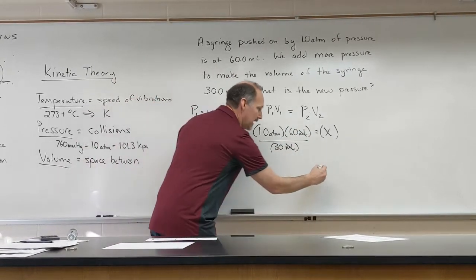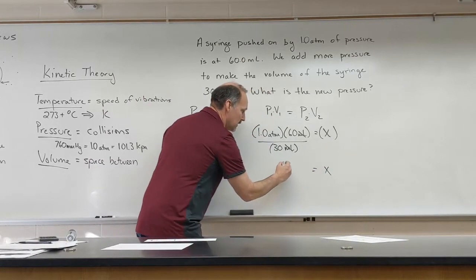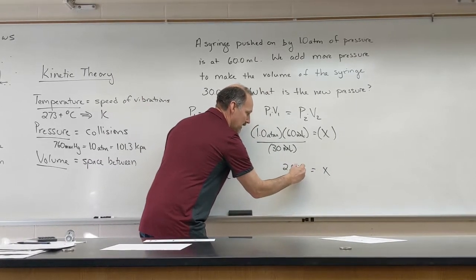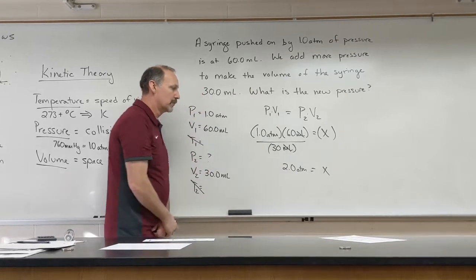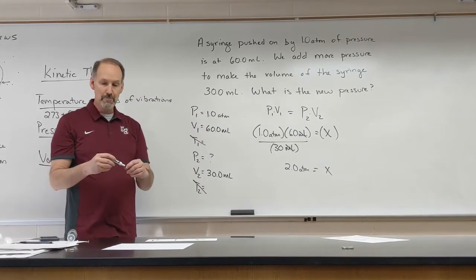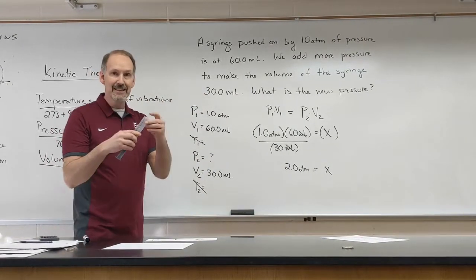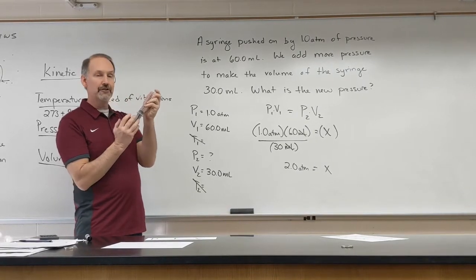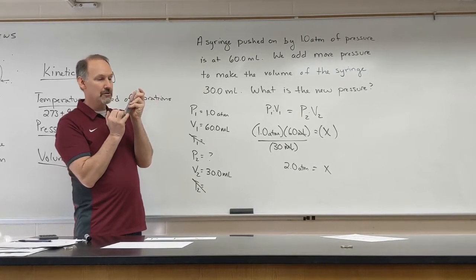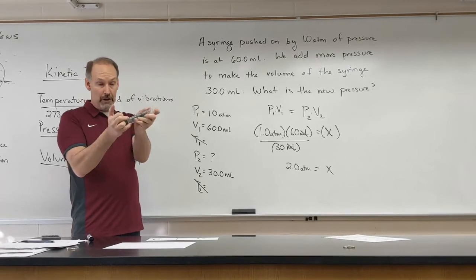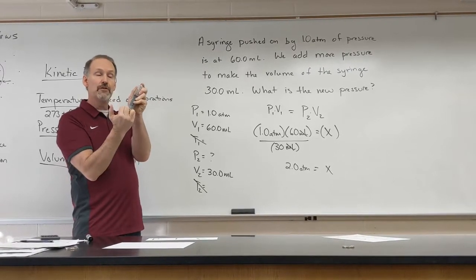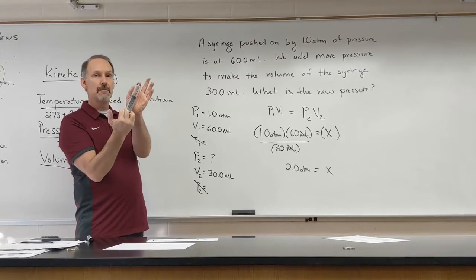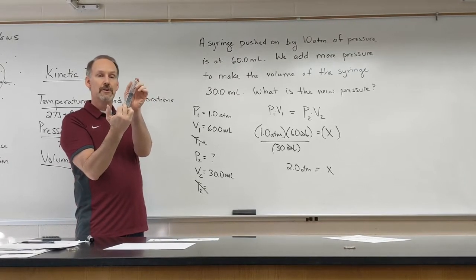We get a final answer for X to be 2.0, and the ATM is not removed, so we have the atmosphere. So for me, to get this syringe to go down to 30 milliliters, once it's a sealed system, I have to push an extra atmosphere with the atmosphere around it, so I have 2 atmospheres pushing on the syringe to keep it at 30 milliliters. Okay? So that's how we did it.